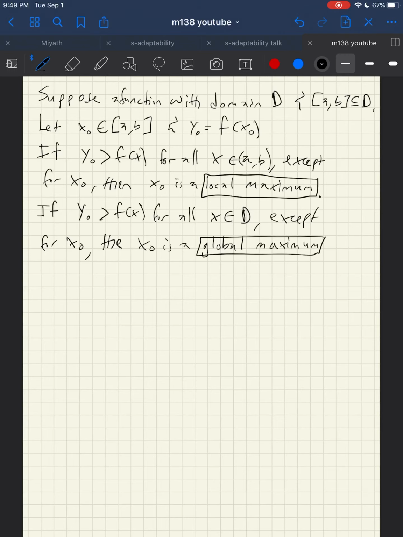Okay, so the idea is that if this y naught is the biggest value that the function attains over its entire domain, then this is a global maximum. If it's just the biggest value that it attains over some open interval, then it's a local maximum. And so you might also hear this called a relative max, and you might hear this called an absolute max. Relative is, in this context, another word for local, and absolute is another word for global.